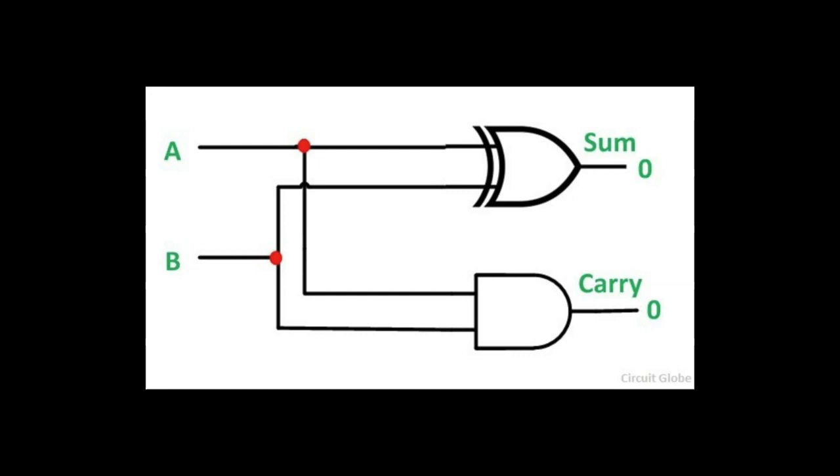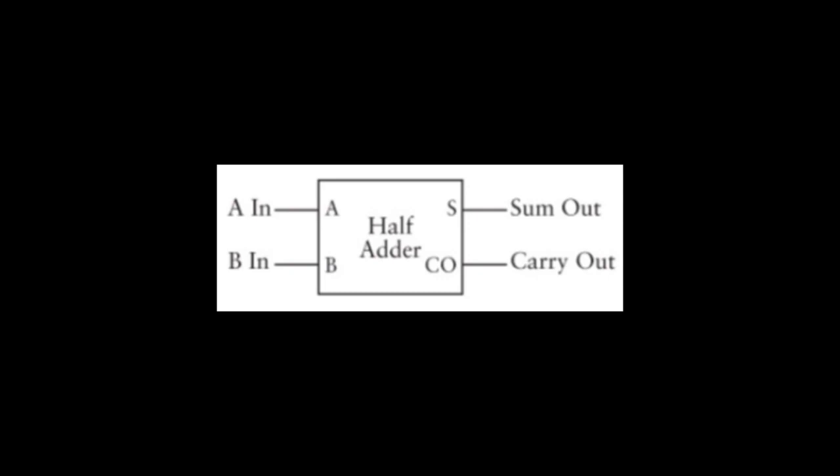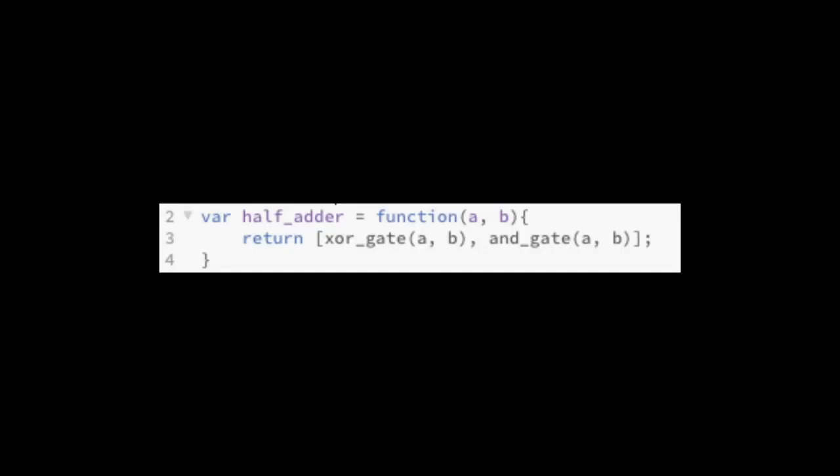This is great, but it misses one component. If we want to add multi-bit binary numbers, meaning there will be several columns, this construct doesn't handle bringing in a carry from a previous column. As such, it is called a half adder. Rather than the more complex diagram, we can instead use this simpler representation to indicate a half adder. Two inputs, A and B, two outputs, sum and carry. I represent this in JavaScript by returning an array of two items. The first the result of an XOR gate, or the sum, and the second the result of an AND gate, or the carry.